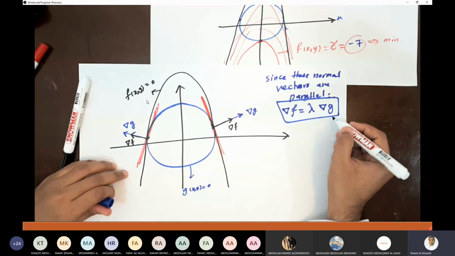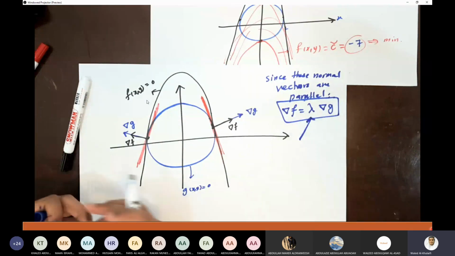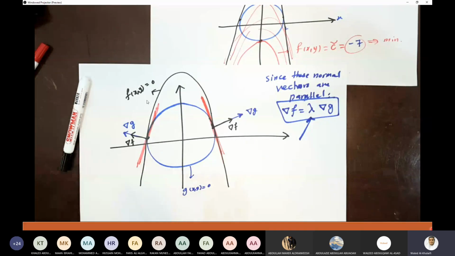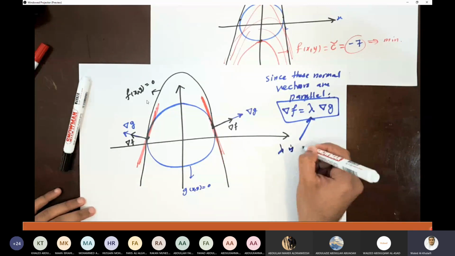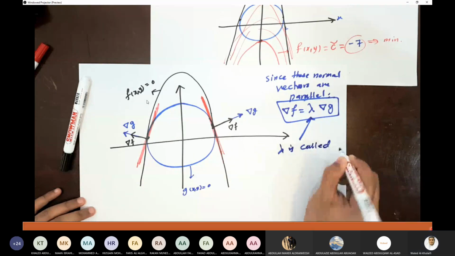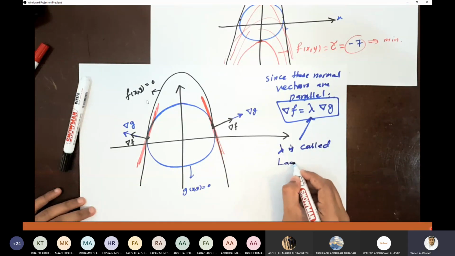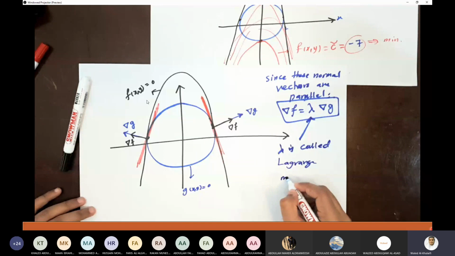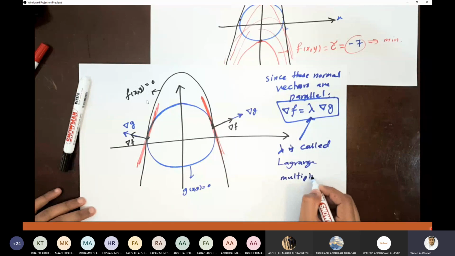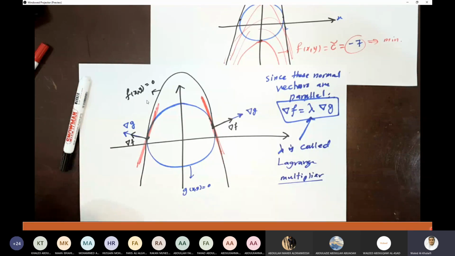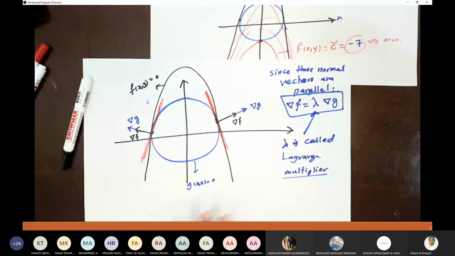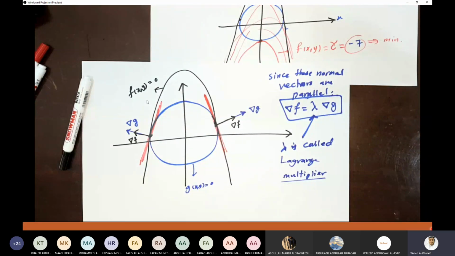Okay, so this is what you have. Now this equation is the core idea of the Lagrange multiplier method, and lambda is called the Lagrange multiplier. Lagrange multiplier. Okay. Any question here, guys?